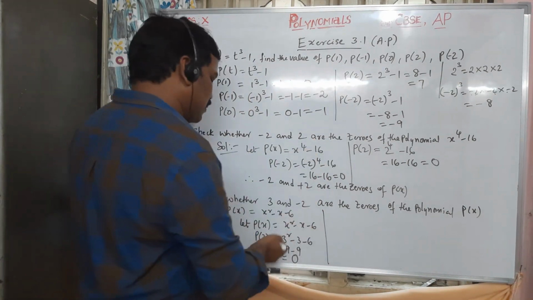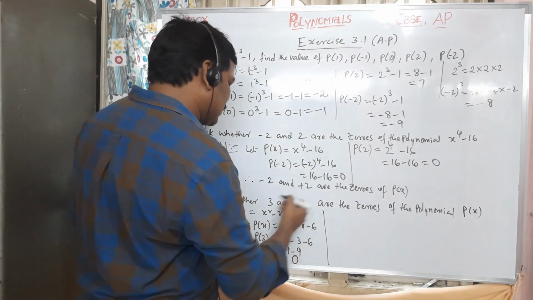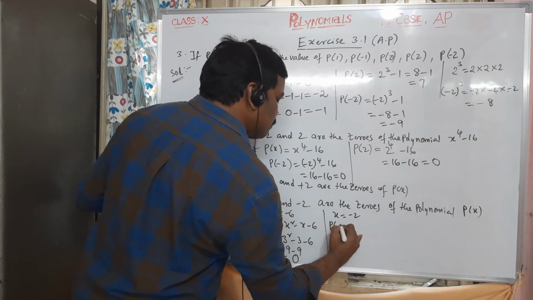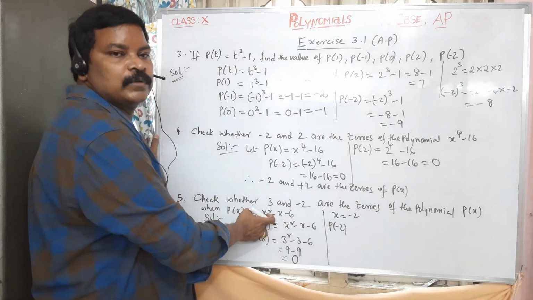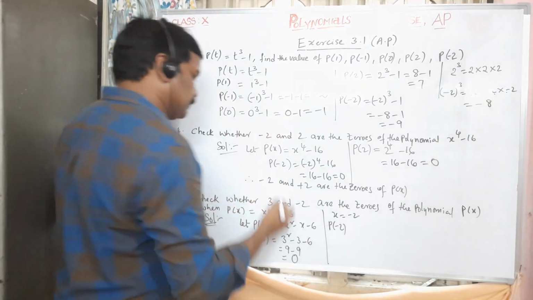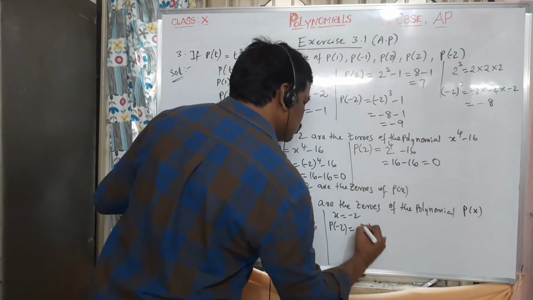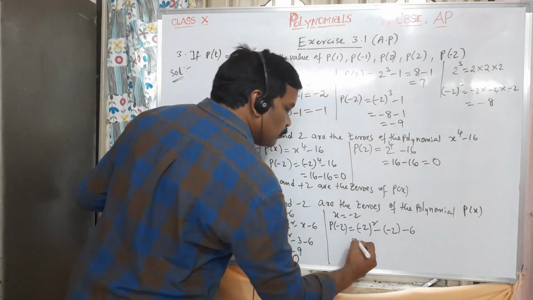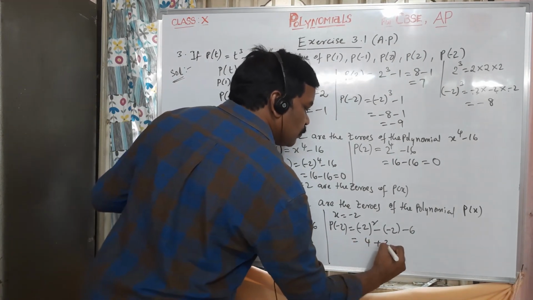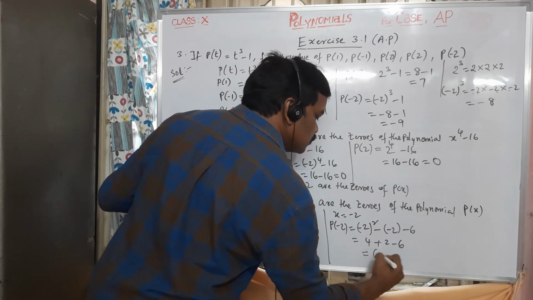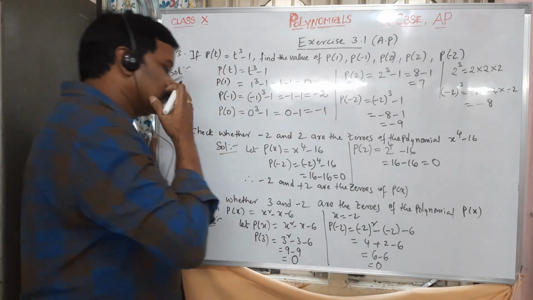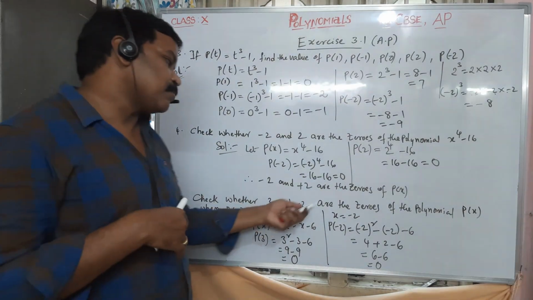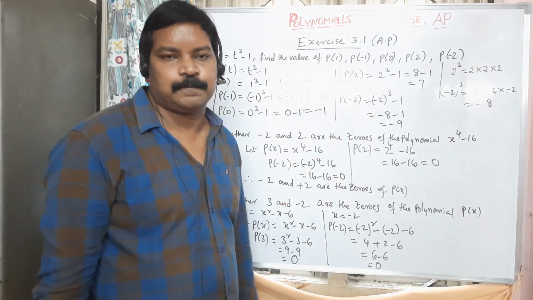Next one. We have already verified the next one, which is minus 2. Now we substitute x is equal to minus 2. That means p of minus 2 in the given polynomial instead of x. Right. That is minus 2 whole square minus of minus 2 minus 6. Minus 2 whole square is plus 4, plus 2, minus 6. Therefore 6 minus 6 is 0. Therefore what is the conclusion here? This 3 and minus 2 are the zeros of the polynomial.